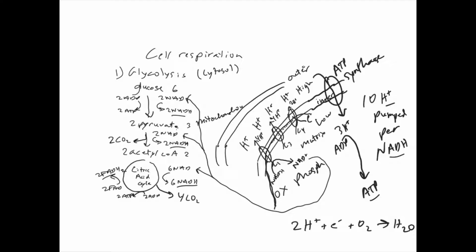More NADH can drop off electrons, they can go through these complexes, hydrogens are pumped, and at the end of it, the electrons are dropped off onto oxygen. Oxygen is the final low energy electron acceptor.